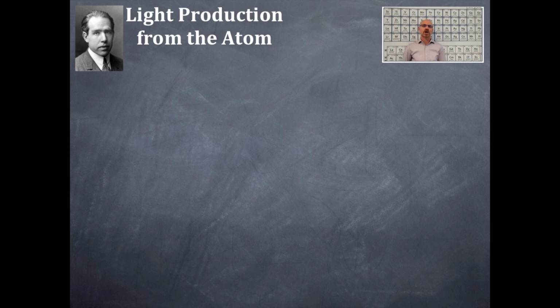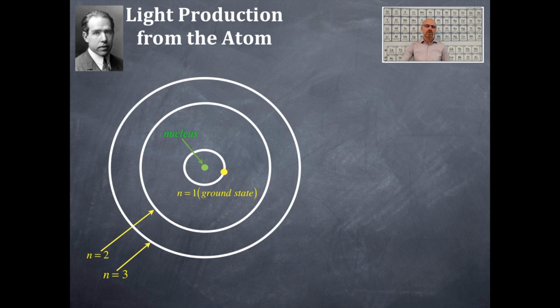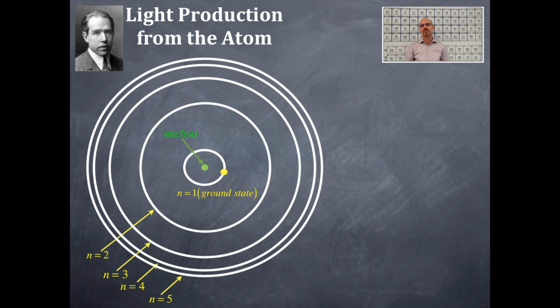So let's keep on going here with this model. So there's our nucleus. There's our first energy level, that is n equals 1. That is the ground state. The ground state is the lowest energy possible. And then n equals 2, n equals 3, n equals 4, n equals 5.